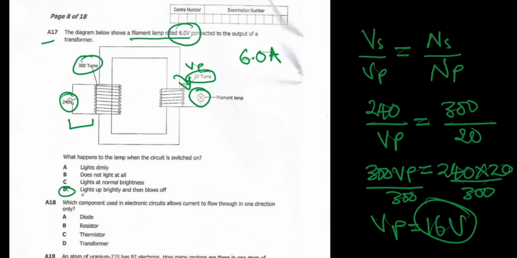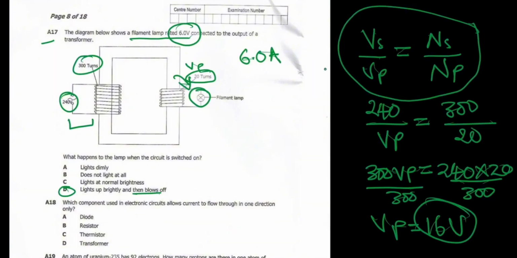The filament lamp lights up brightly because the voltage that is arriving at it is actually too much, and then it blows off. So that's what is going to happen because it cannot endure that much voltage that is arriving at it. So it can't be lighting with normal brightness, and you can't say that it doesn't light at all or that it lights dimly, because that does not fit the description of what we are seeing here. So make sure you understand especially how to calculate the number of turns in the primary and secondary circuit connection of the transformer, and also the voltage.